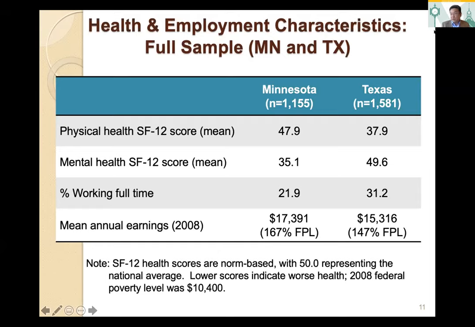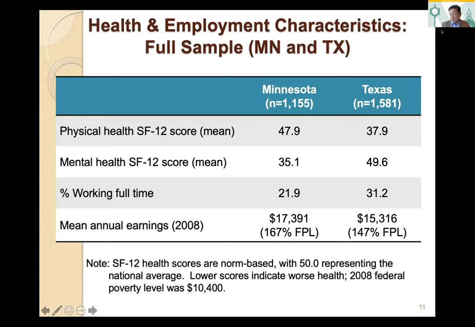And in terms of health and employment characteristics, we also see some differences between the two states. In Texas, we see a lower physical health SF-12 score of 37.9 compared to Minnesota, which is 47.9. To give some context for interpretation, the SF-12 score has a norm-based mean of 50, which represents the national average. So in the case of Texas, the mean physical health score is considerably worse than the national average, whereas in Minnesota, it's very close to the national average of 50.